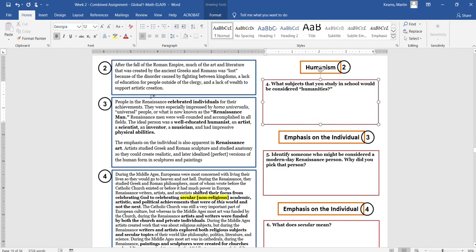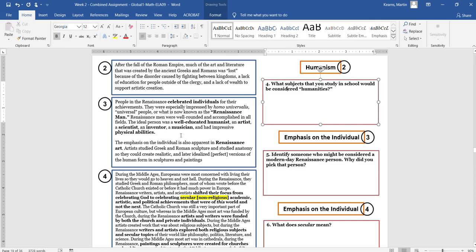3, emphasis on the individual. People in the Renaissance celebrated individuals for their achievements. They were especially impressed by Homo universalis, universal people, or what is known as the Renaissance man. Renaissance men were well-rounded and accomplished in all fields. The ideal person was a well-educated humanist, an artist, a scientist, an inventor, a musician, and had impressive physical abilities as well.